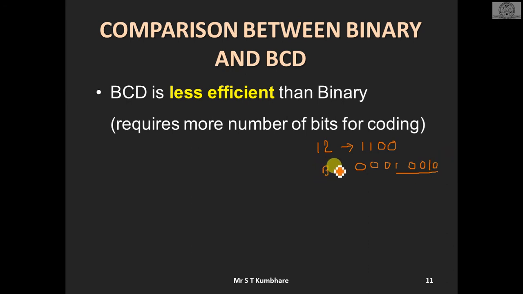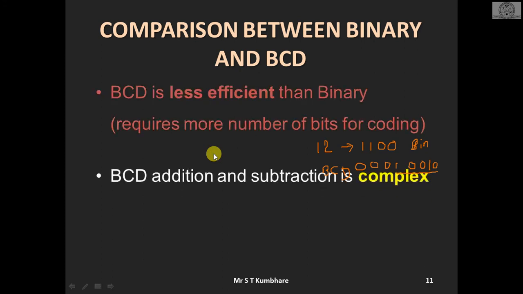So overall, I need 8 bits in BCD. This is in BCD. This is in binary. So in binary we need only 4 bits, but in BCD we need at least 8 bits for transmission. So that's why it is less efficient. More number of bits needs to be transmitted in BCD.